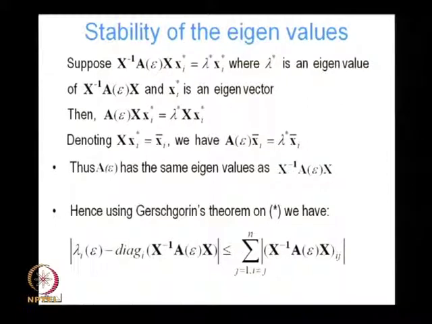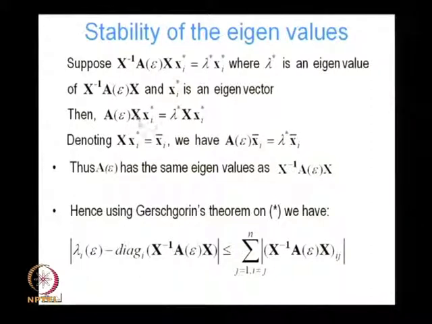Suppose x inverse A epsilon x has eigenvalues lambda star and eigenvectors x star. We are now writing the eigenvalue problem for x inverse A epsilon x. Suppose x inverse A epsilon x has eigenvectors x star and eigenvalues lambda star. Then A epsilon x xi is equal to lambda star x xi. Basically we are bringing this x to the right hand side.